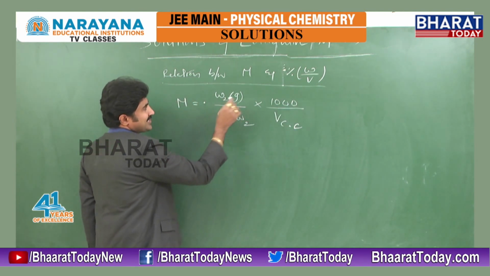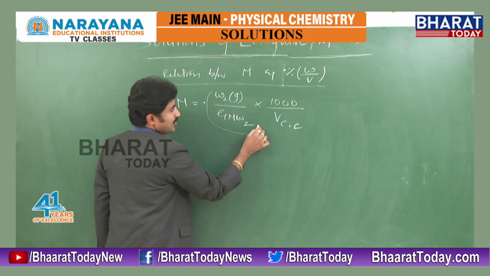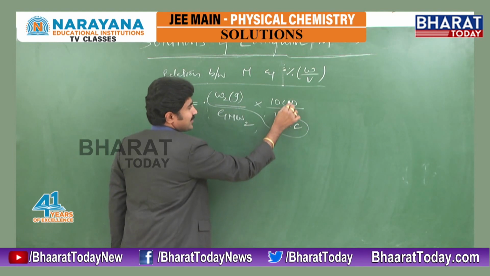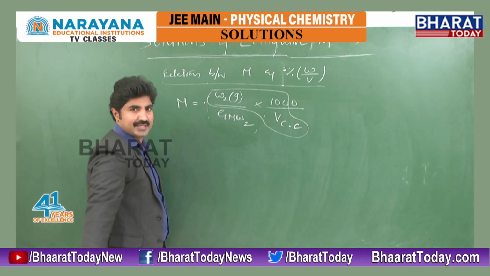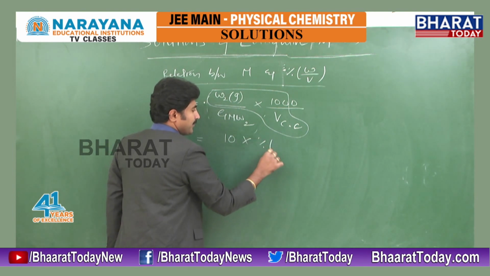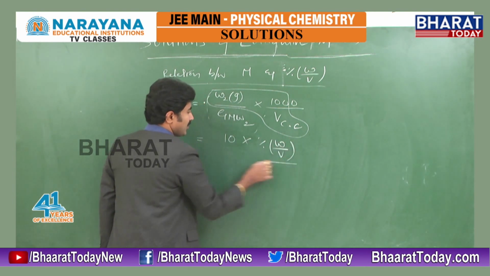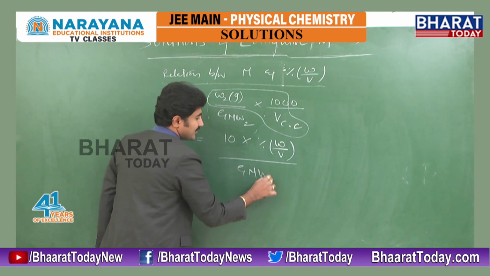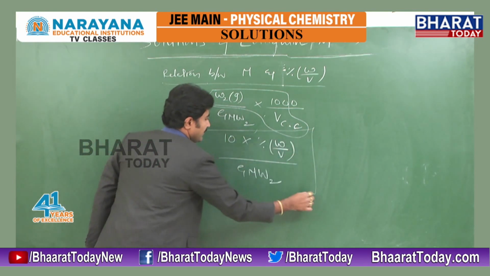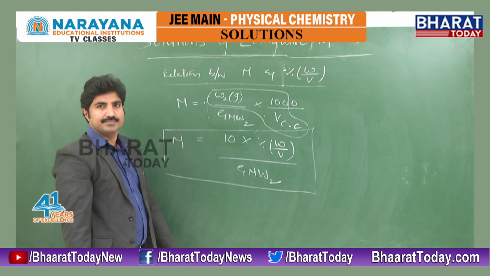But we know percentage weight by volume is this W2 by V in cc into 100. This is percentage weight by volume. Therefore, molarity is 10 times percentage weight by volume by gram molecular weight of the solute. This is a relation between molarity and percentage weight by volume.